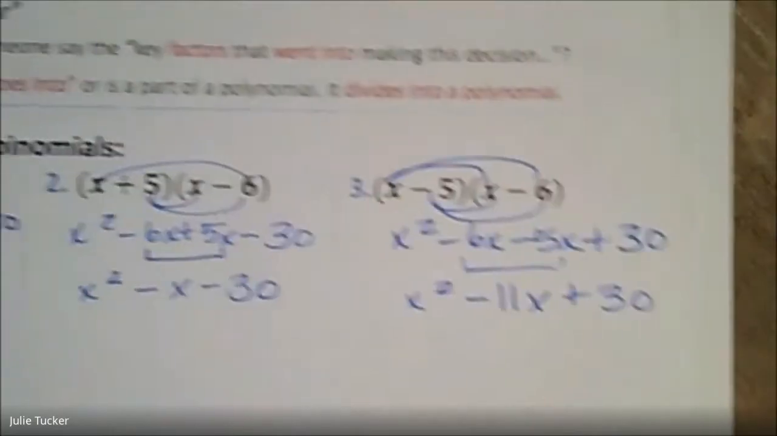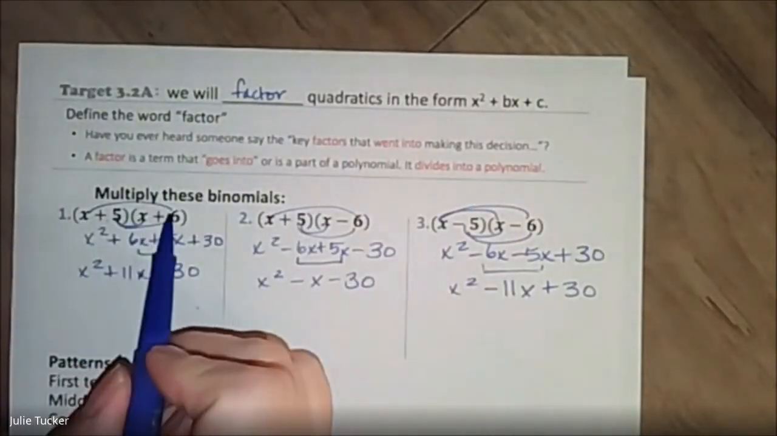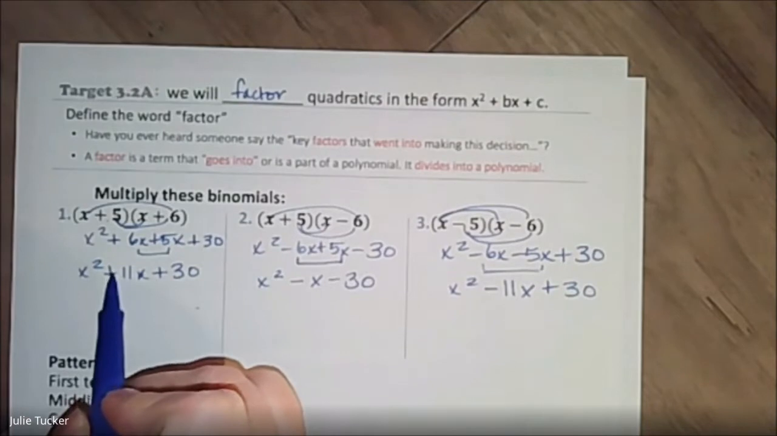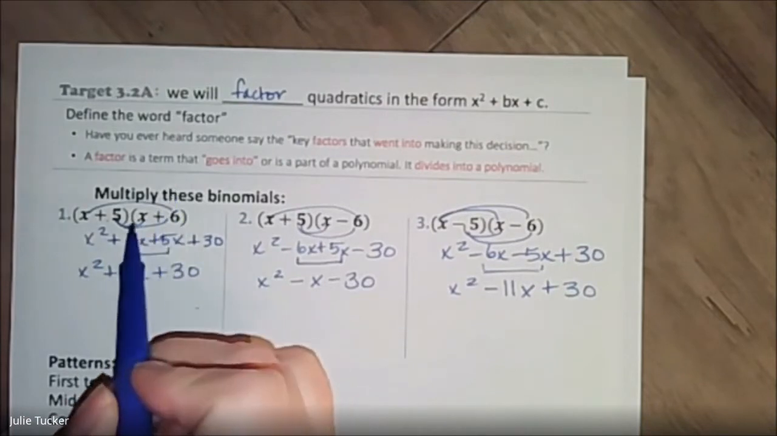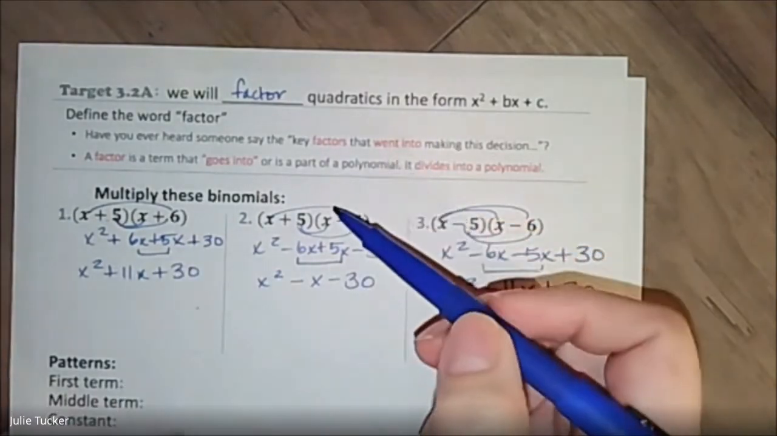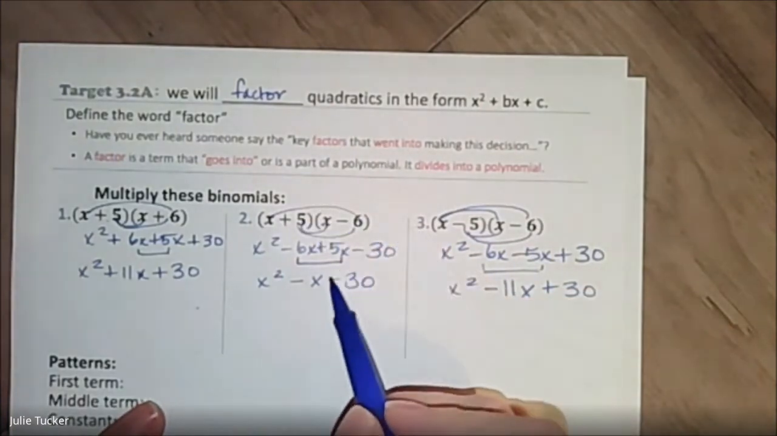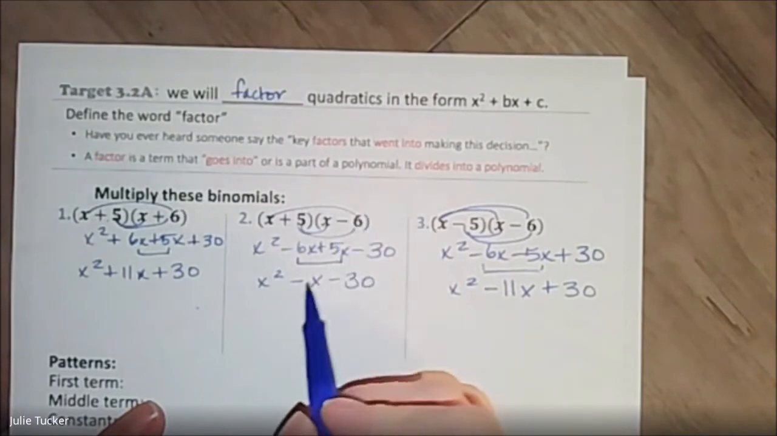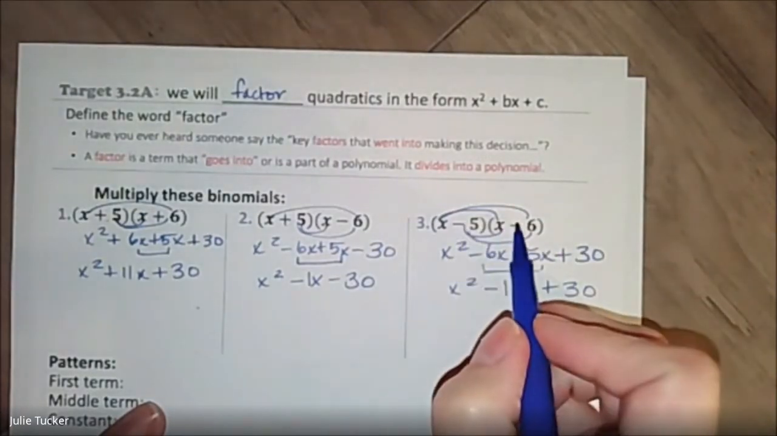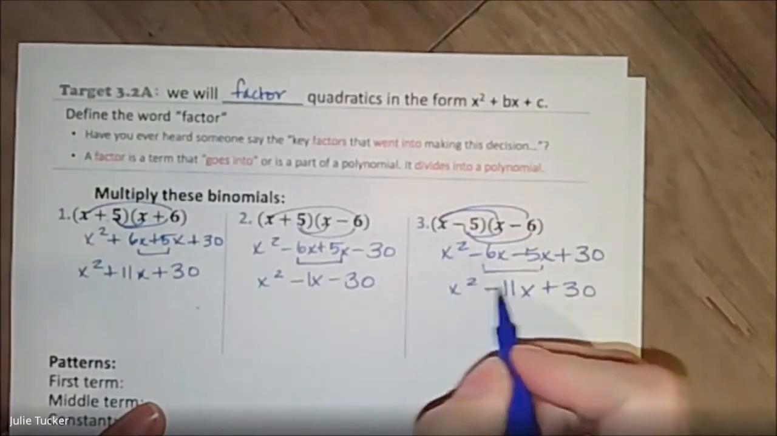So let's look for patterns now. Let me zoom you back out. So this had plus, plus, and what is 5 plus 6? 11. So you see that pattern? And then 5 times 6 is 30. Now let's look at this one. Positive 5 times negative 6 is negative 30. Positive 5 minus 6 is negative 1. Negative 5 times negative 6 is positive 30. Negative 5 minus 6 is negative 11.